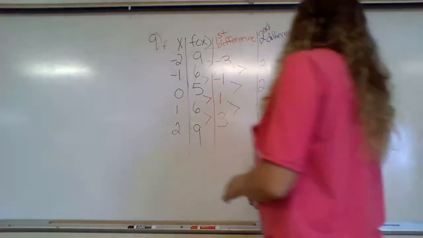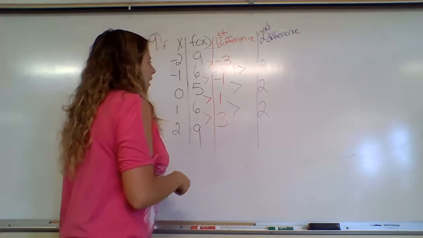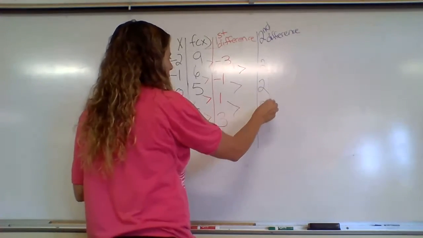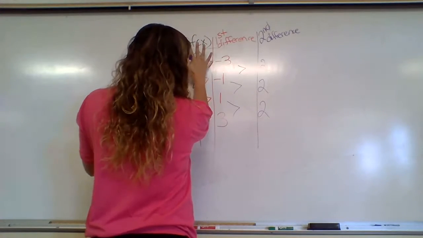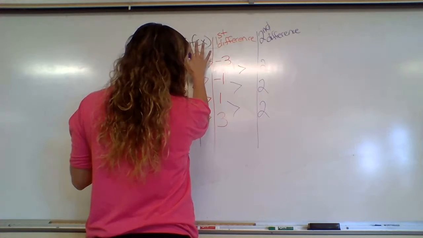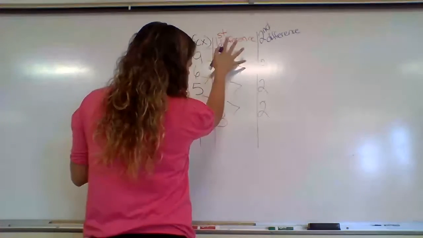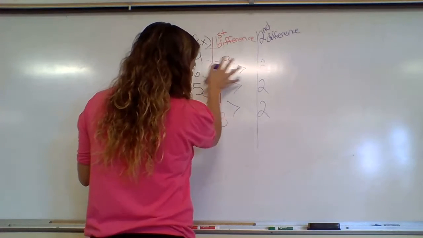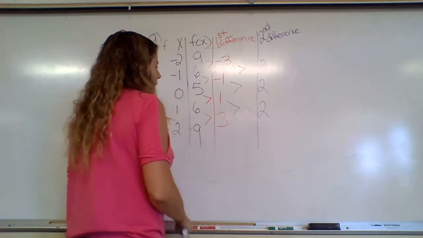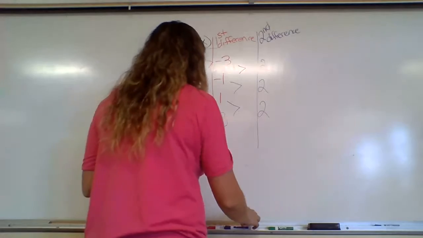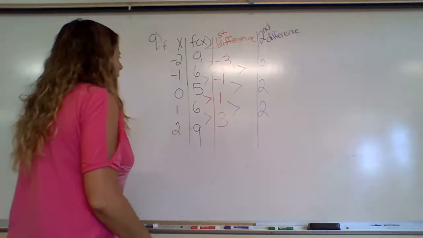So our first difference is in fact linear. We're going up by 2 each time. So remember, we're just looking at the red numbers. They're going up by 2 each time, so it is linear. -3 plus 2 is -1. -1 plus 2 is 1. 1 plus 2 is 3. They're going up by the same number. That means they're linear. So it is in fact quadratic. Hooray! Okay. So to write the recursive.